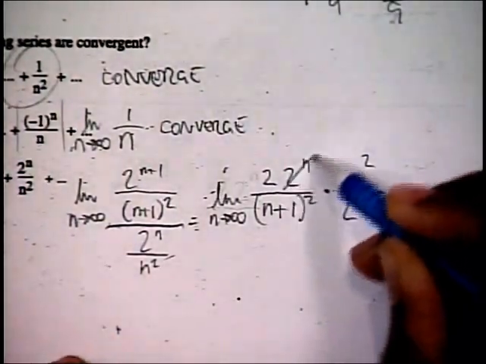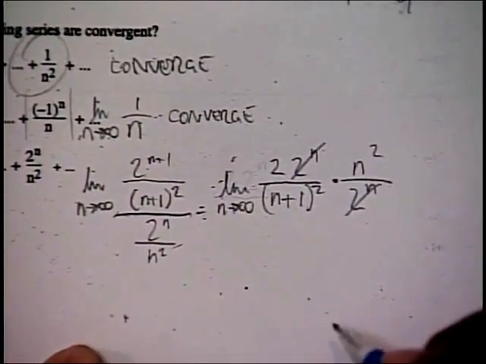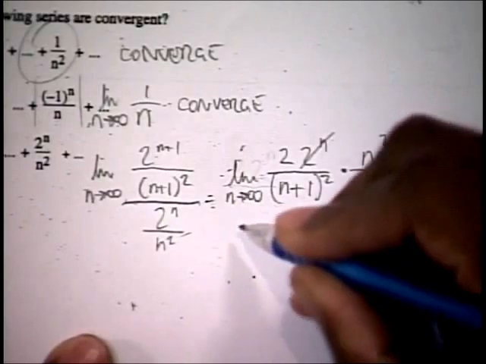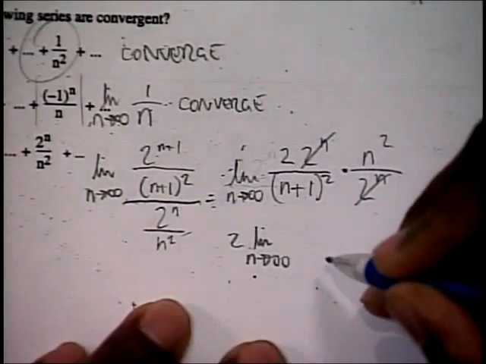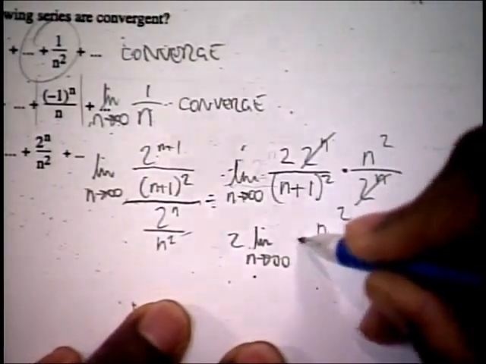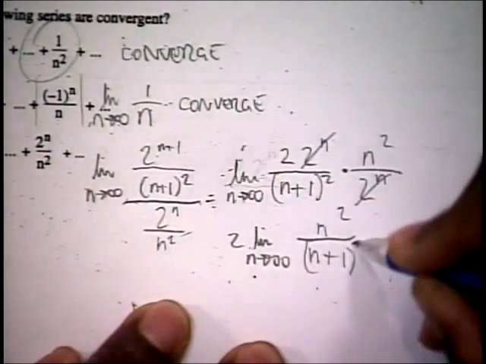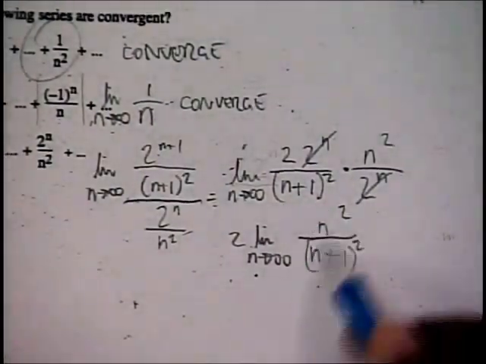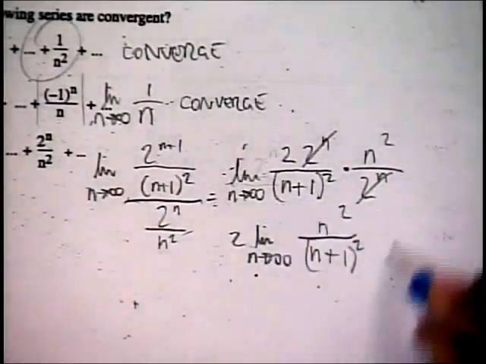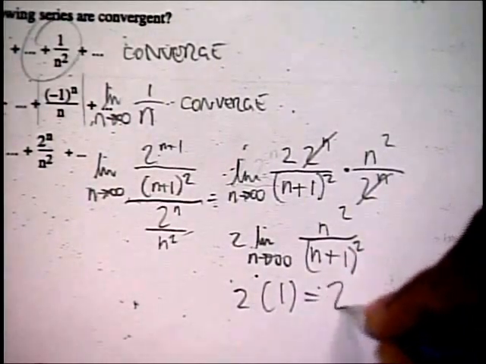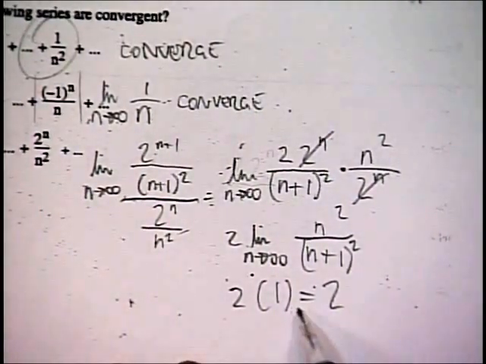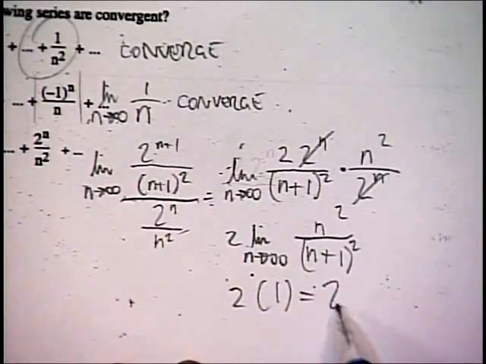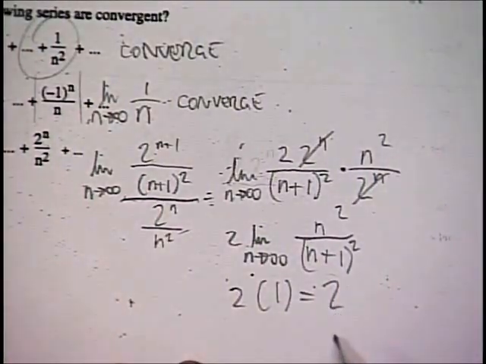So what you end up with is 2 times the limit as n approaches infinity of n squared over n plus 1 squared. If you evaluate this limit, you get 1. So you get 2 times 1, which is 2. The ratio test tells you that if the limit is less than 1, it converges absolutely. If it's greater than 1, which ours is, that tells you that this diverges.